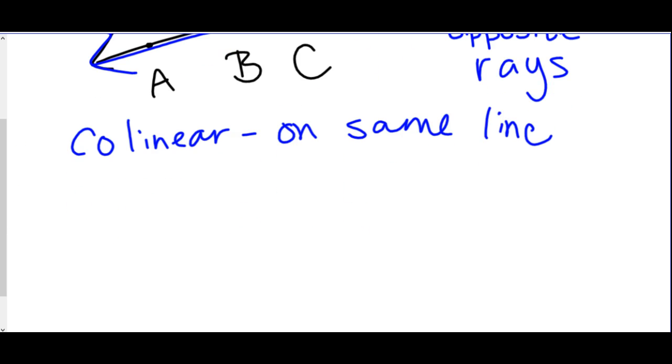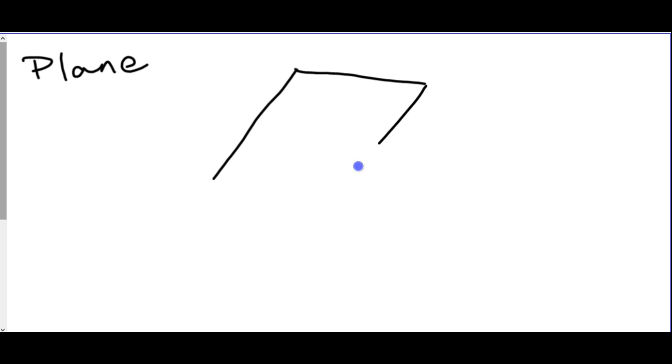We could also talk about coplanar, but first we need to know what a plane is. A plane is a flat surface. It doesn't have to be square-shaped. It's infinitely long, but we can't draw it. If we could keep these sides extending out, that would be a plane. In real life, a tabletop would count as a plane, or a floor, or a ceiling. All of those would count as planes.